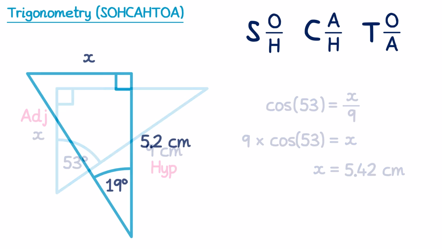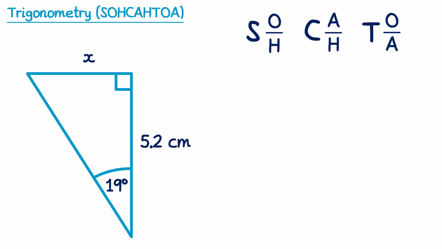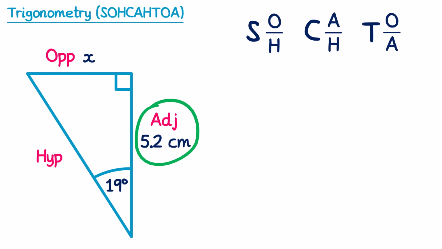Now let's try a third example. So we'll start by labeling. We label the side opposite the right angle as the hypotenuse. The one opposite the angle in the question, so opposite this 19, is the opposite. And the remaining one is the adjacent. Now we'll look at what information we have. We have the adjacent at 5.2. We have the opposite at x. But we don't know anything about the hypotenuse, so it's the one that we don't need in this question.